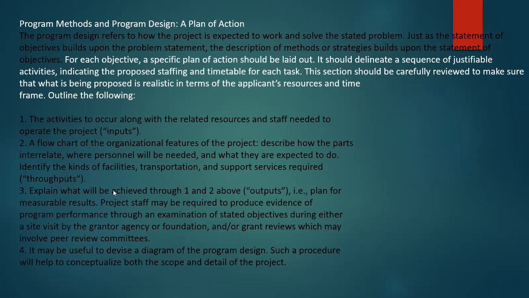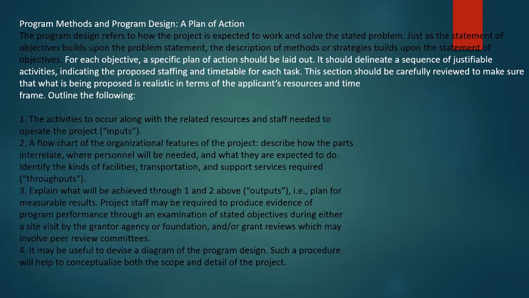Now, what I want you to do for me is to read this breakdown here, starting here. All right, the activities to occur along with the related resources and staff needed to operate the project. A flow chart of the organization. What is it called? Inputs. Inputs. Yeah. Okay, inputs are all the activities that you're going to need and resources. We need 3 staff individuals. That's an input. We need a secretary. We need computers, etc., etc. Okay, that's called input. The next one.